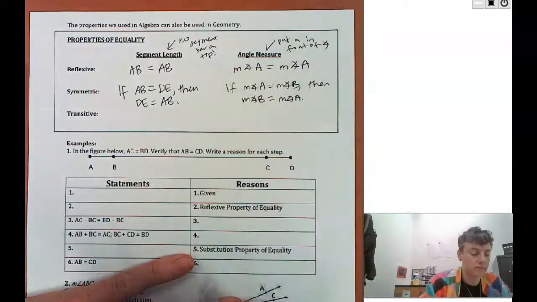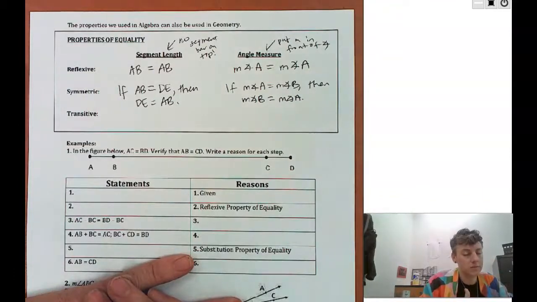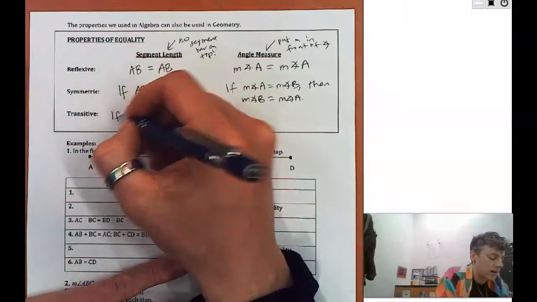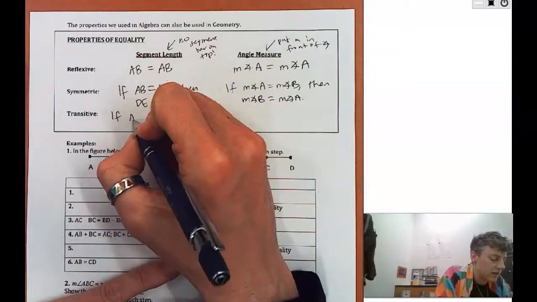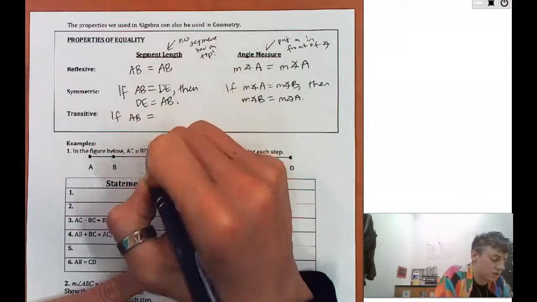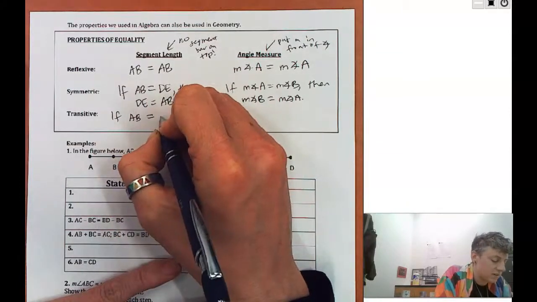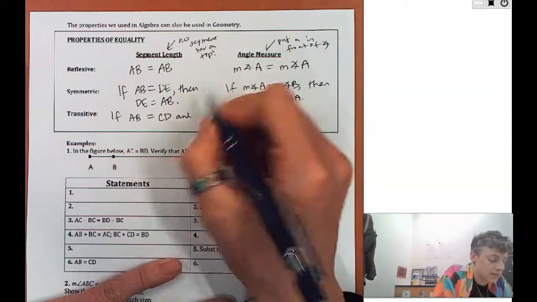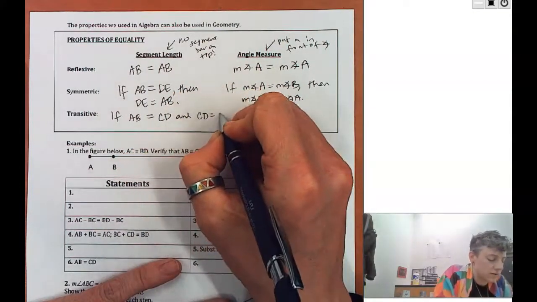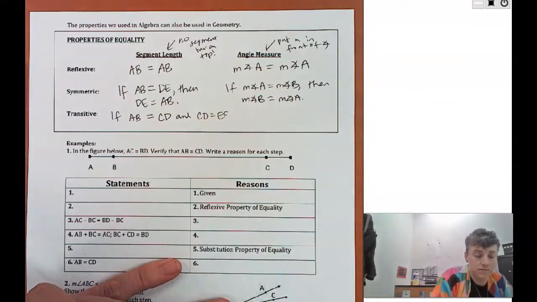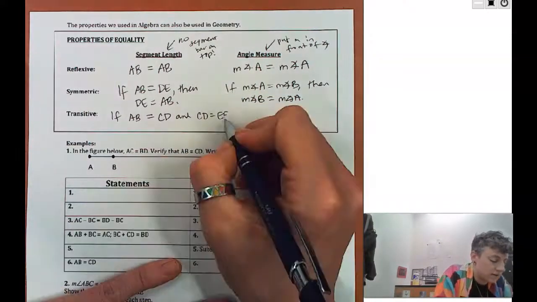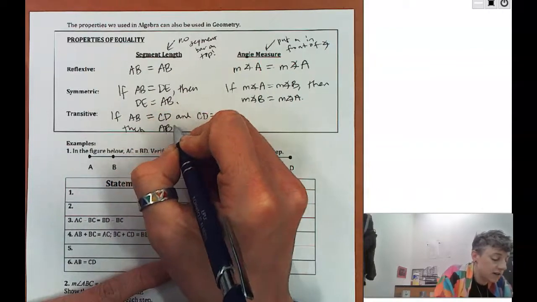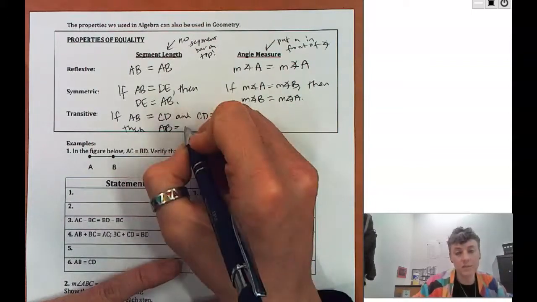It's still true. And the transitive property, this beautiful beast of an animal: if we have segment AB and its measure is the same as segment CD, and that segment CD is equal to the measure of segment EF, then the segment AB is actually equal to EF. We can skip right over C.